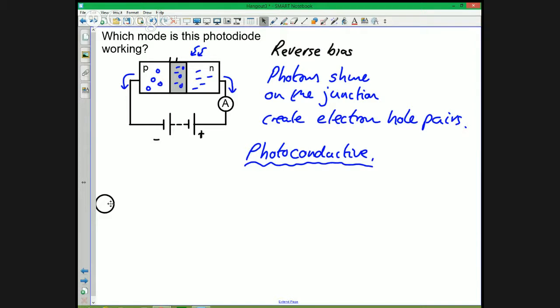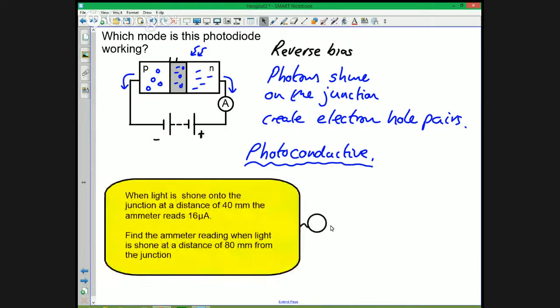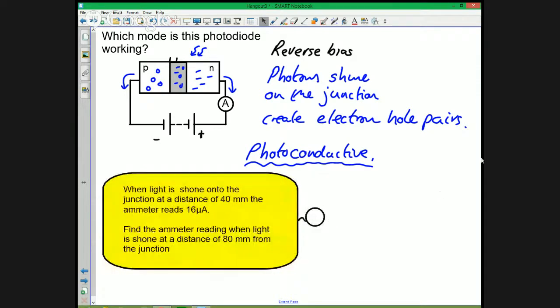Now, the hidden question for us for this evening is this one here. It says, when light is shone onto the junction at a distance of 40 millimeters, the ammeter reads 16 microamps. Find the ammeter reading when light is shone at a distance of 80 millimeters from the junction. Now, this would throw a lot of people, and that's why I'm giving you this question, because people automatically think of radiance. They know the radiance formula: I1 d1 squared is equal to I2 d2 squared.